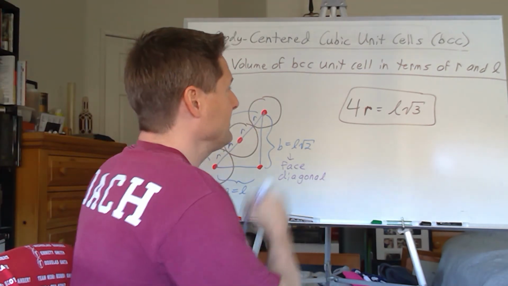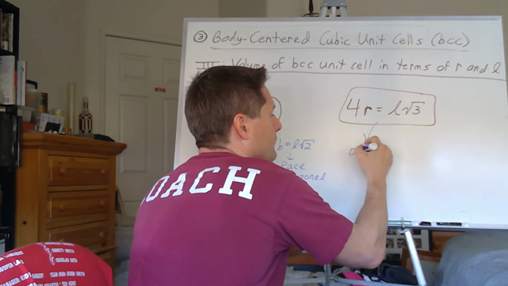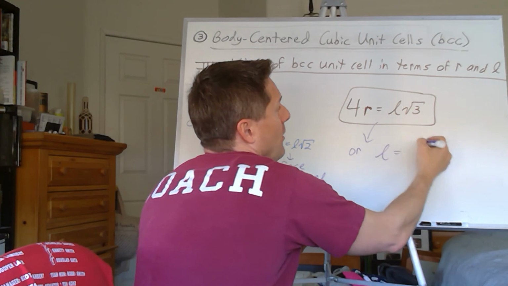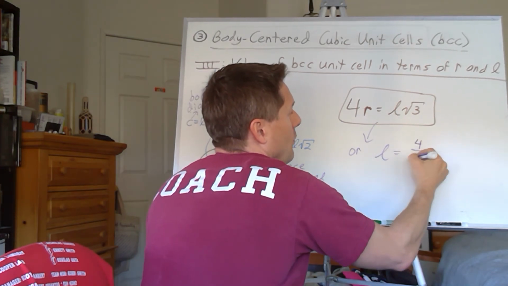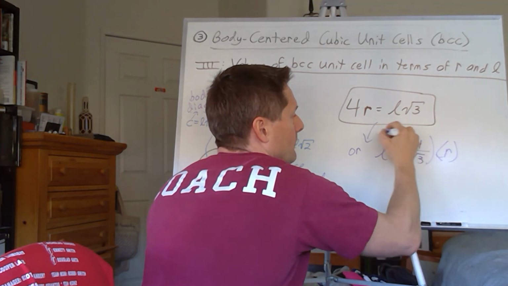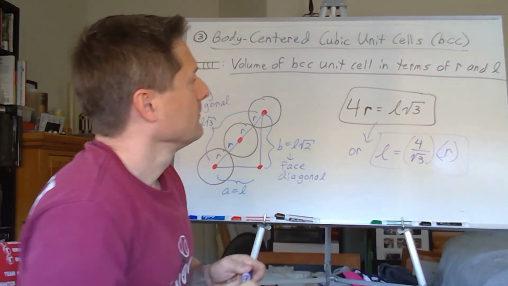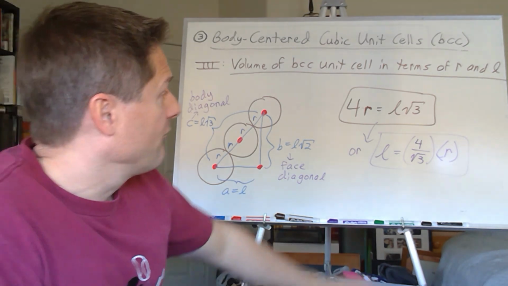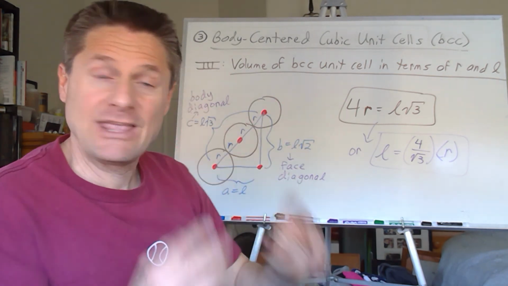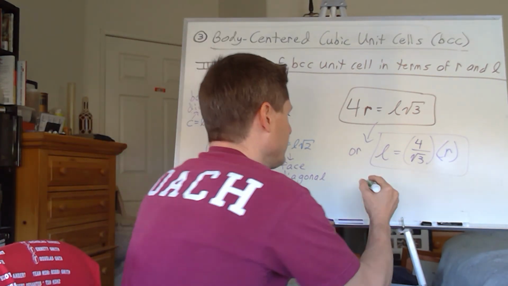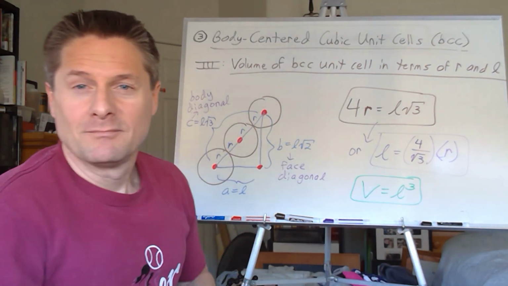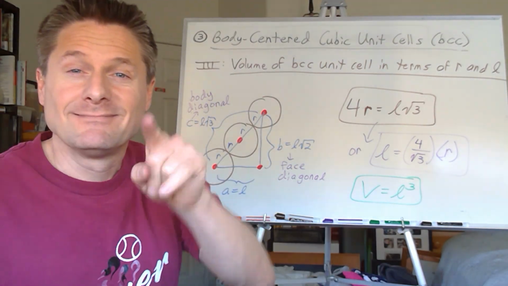So if we want to rearrange that for the length, just divide both sides by the square root of 3. So L would be 4 over the square root of 3 times R. So if we know the radius, we take 4 over the square root of 3 times the radius, cube that, and we're done. That's how you do it.